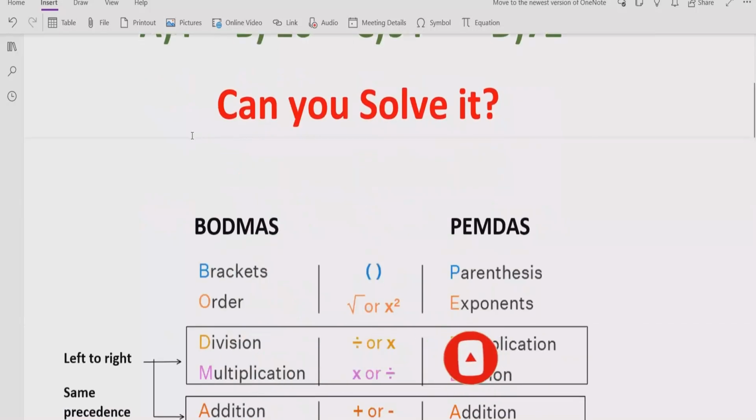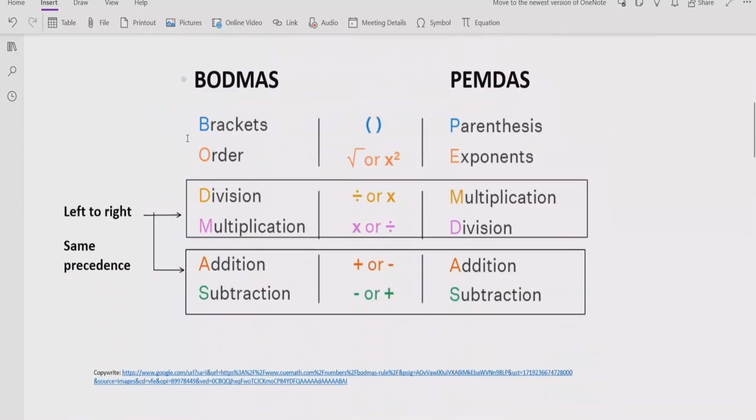Now, just recall what the rules are which we follow to solve the given expression. As you can see on the screen, we will discuss two rules here, BODMAS and PEMDAS. The rule says if your expression contains any bracket or parenthesis, you have to solve that part first. Step number 2 is O for order and E for exponent. It means that if your expression contains any order or exponent, you have to solve that part next. Step number 3 is you have to solve division and multiplication.